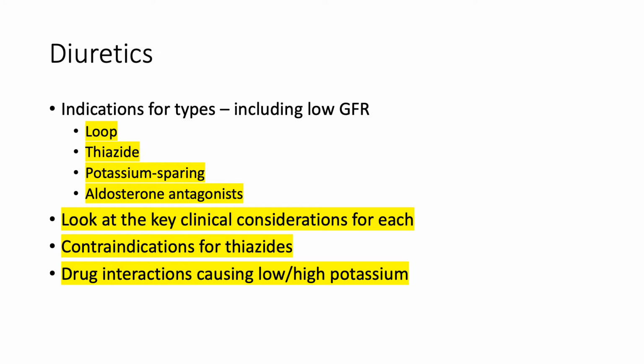Diuretics. You need to know the indications for the types, including which ones can be given with a low estimated GFR. So you need to know especially loops, thiazides, potassium sparing, and aldosterone antagonists. Again, look at the key clinical considerations for each. Look at the contraindications for thiazides. And then again, as I talked about, the drug interactions that could cause low and high potassium as it relates to the diuretics and other drugs too, actually.